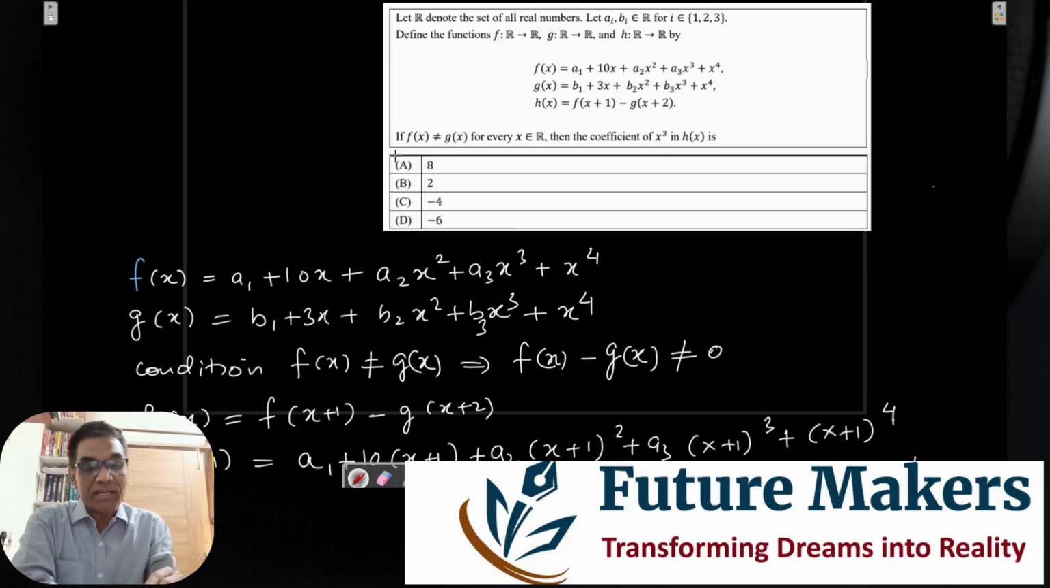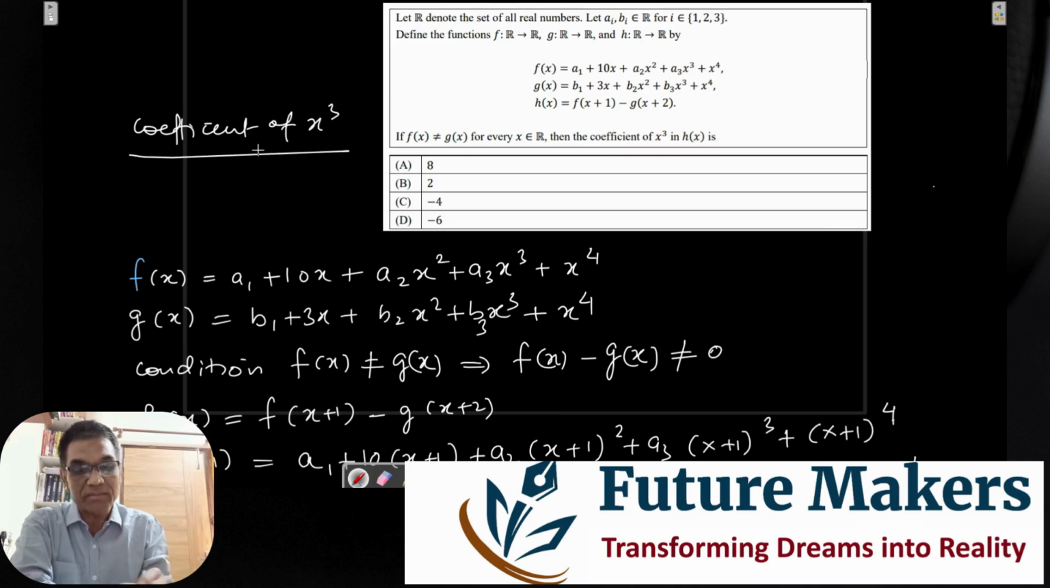Here it is given that f of x is not equal to g of x for every x belongs to R, and we have been asked the coefficient of x cube. So we have been asked the coefficient of x cube. Let us understand the question first. It is important to understand the underlying concept.